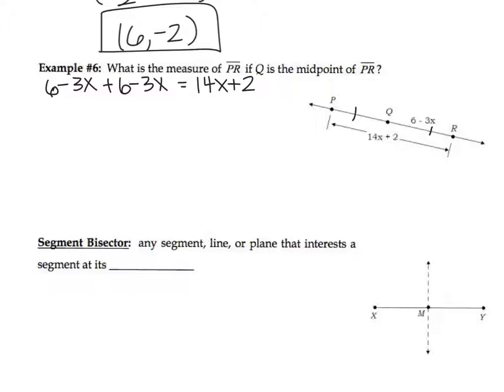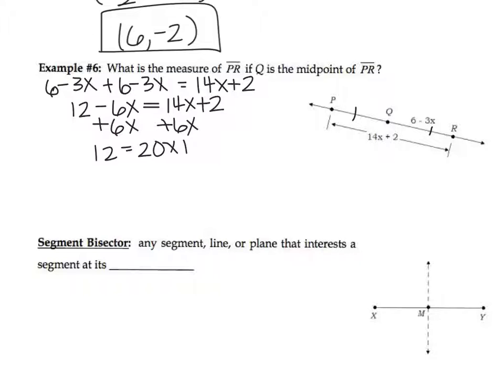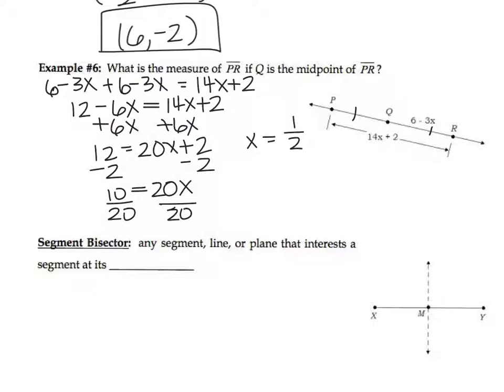So combining like terms on my left side, 6 plus 6 is 12. -3x minus 3x is going to give us -6x. So we have 12 minus 6x equals 14x plus 2. I'm going to go ahead and add 6x to both sides. So we get 12 equals 20x plus 2. Going to subtract 2, so we get 10 equals 20x. And to finish solving for x, we're going to divide by 20. So we get that x equals 10 divided by 20 is 1/2.